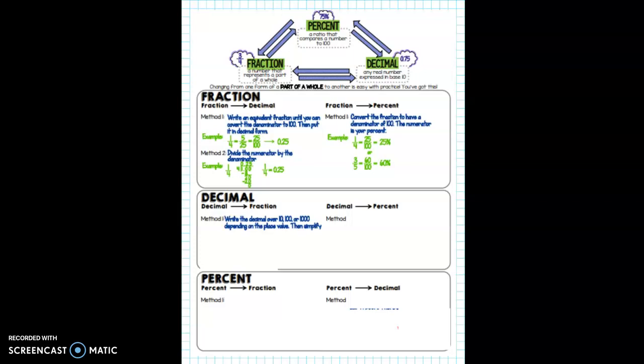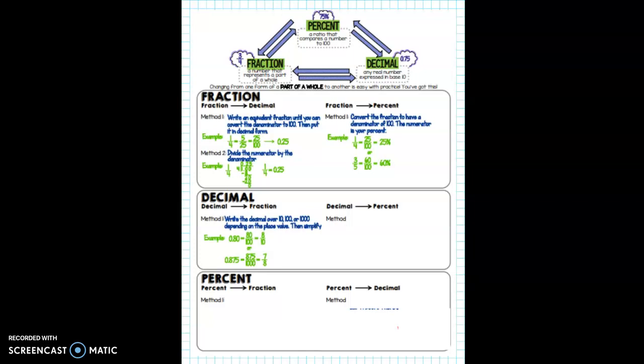Decimals to fractions. Write the decimal over 10, 100, 1,000, or 10,000, depending on its final place value. If the decimal's last place value is tenths, you would write it over 10. If the decimal's last place value is hundredths, you would write it over 100. Once you have it written down, then you can simplify by dividing.